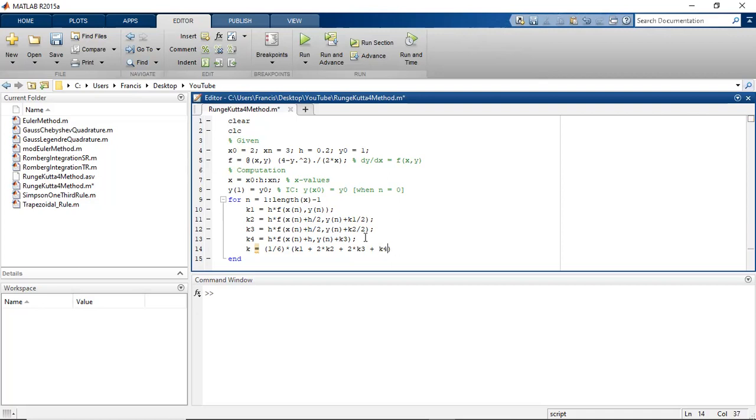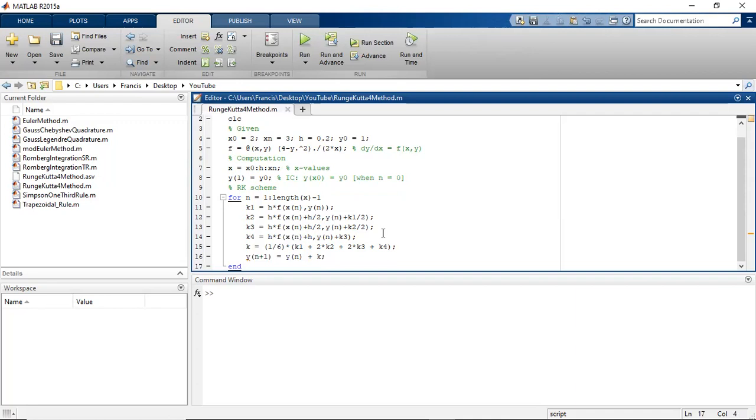Once you know your k, you can now find y. y_{n+1} equals y_n, and this you're adding to k. And that's what you're calling the Runge-Kutta scheme. The whole of this is the Runge-Kutta scheme. Everything I've done here is the Runge-Kutta scheme.